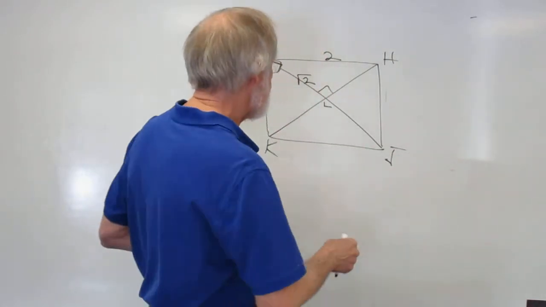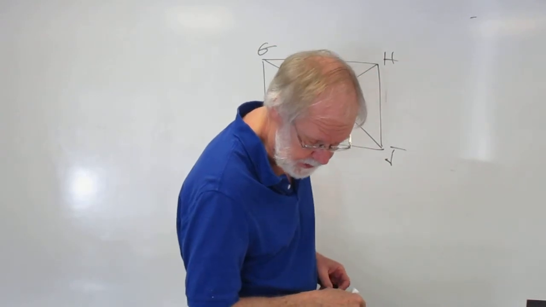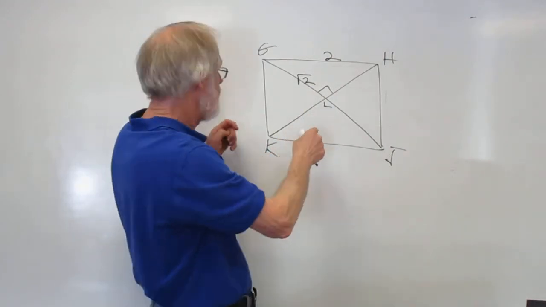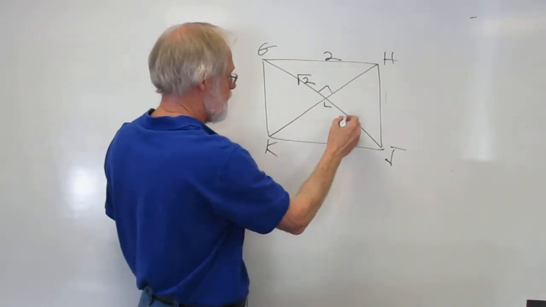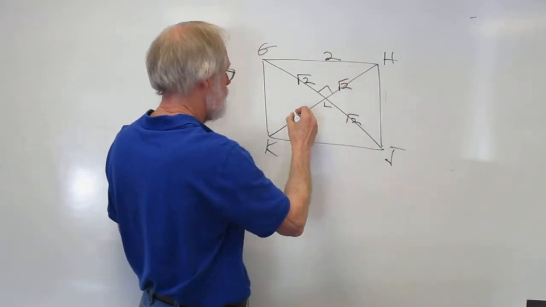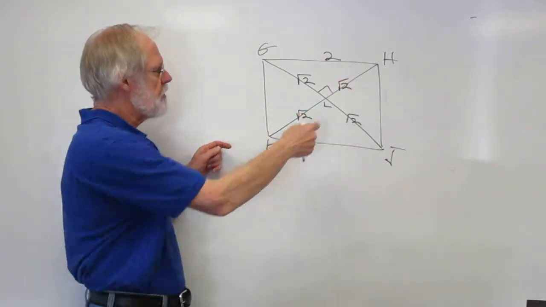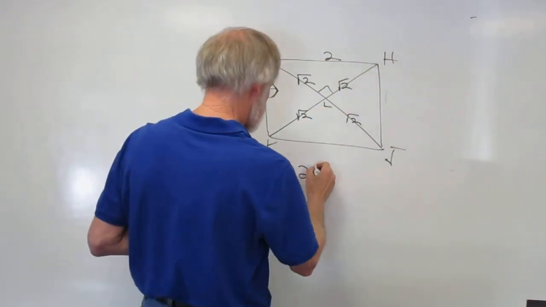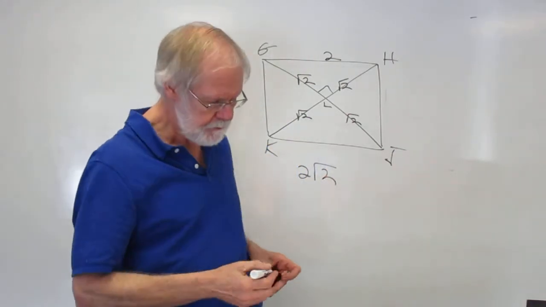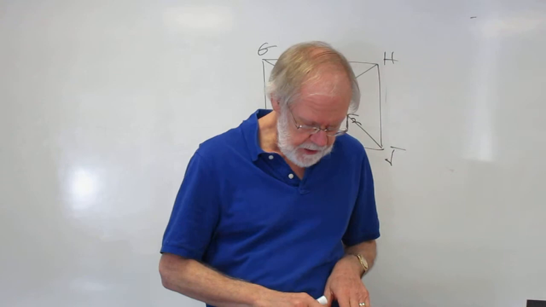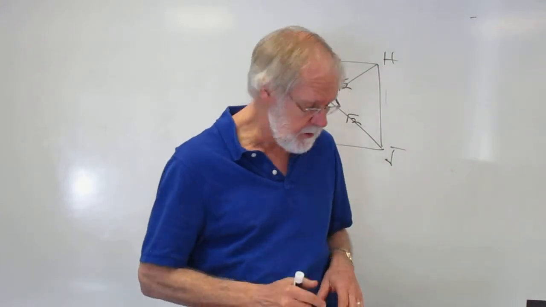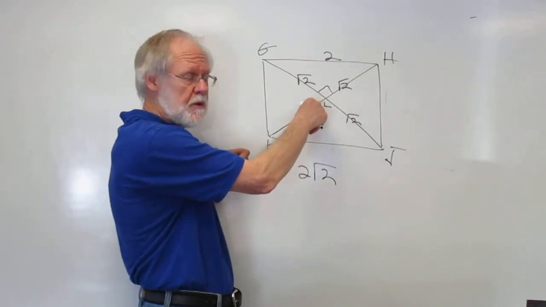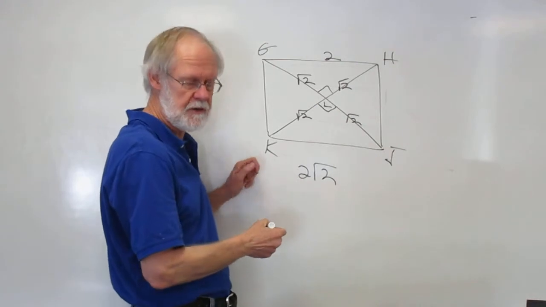Now, you're asked to find HK. That would be this. Remember it's a square, so this is equal to this, is equal to this, is equal to this. So square root of 2, square root of 2, square root of 2. So HK would be square root of 2 plus another square root of 2, which is 2 square root of 2. Then you're asked to find angle KLJ. That would be angle KLJ right here. We know that this intersection is perpendicular, so that must be a right angle, so 90 degrees.